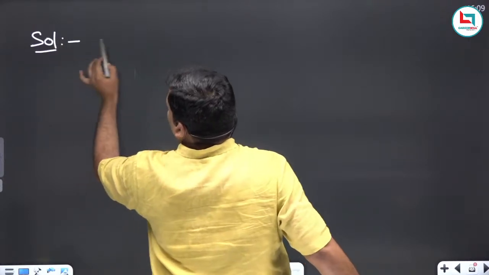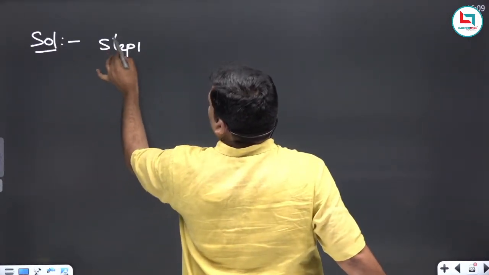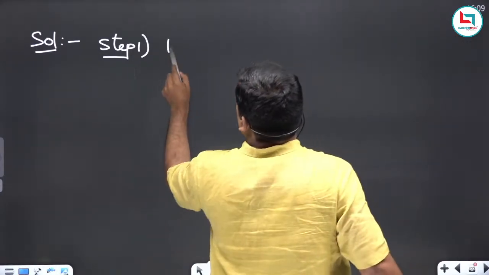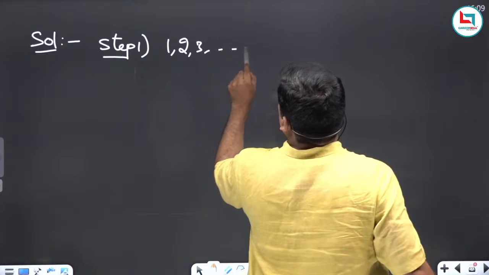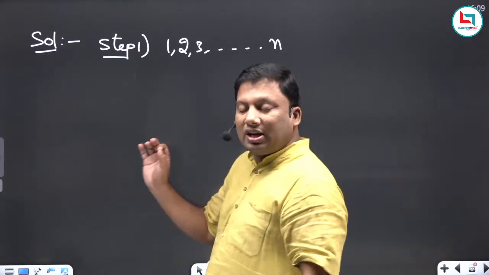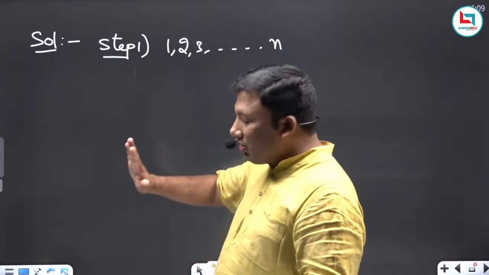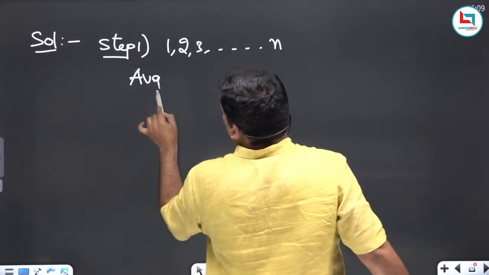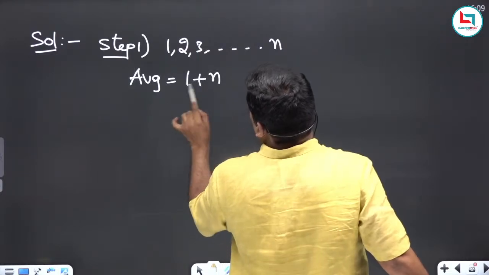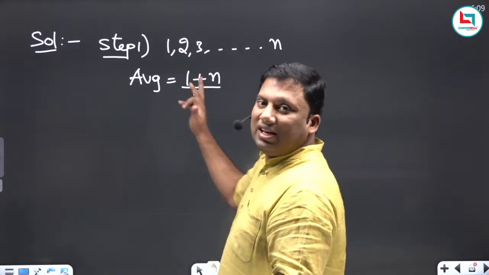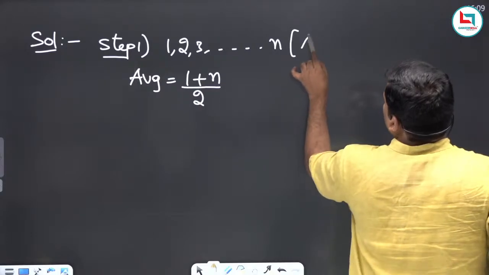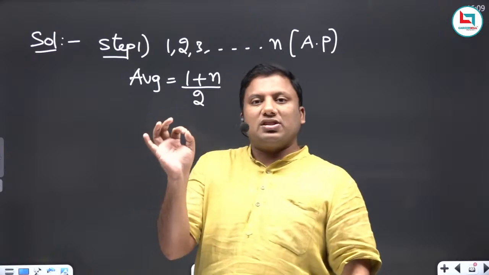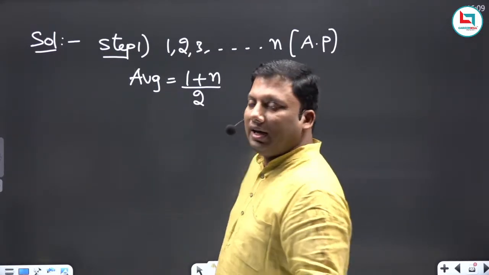Solution. Step number 1. Forget about the number erased. How many numbers are there on the board? 1, 2, 3, and so on up to n. These are the numbers the teacher wrote on the board. Assume the story has not happened. What is the average of these numbers? Because the series is in arithmetic progression, the average is given by first term plus last term by 2. Step number 1 is clear.